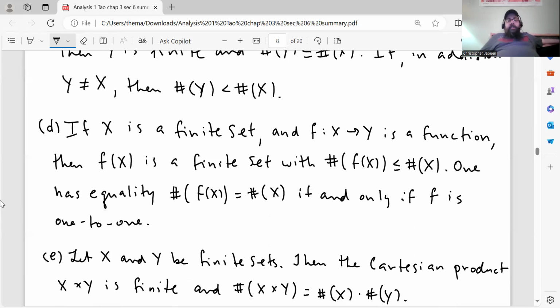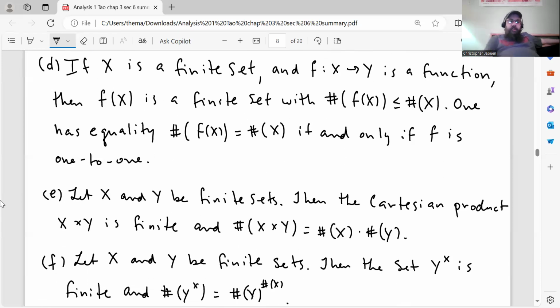Part D. If X is a finite set and f is a function from X to Y, then f(X), the image of X under f, is a finite set with cardinality of the image of X under f less than or equal to the cardinality of X. One has equality, the cardinality of the image of X under f equals the cardinality of X, if and only if f is 1 to 1. So if it's injective, then it's equal.